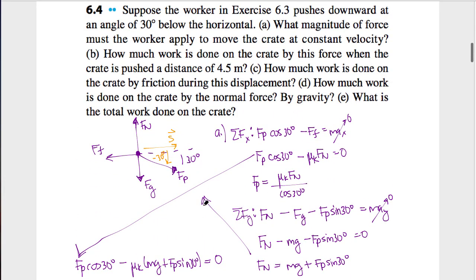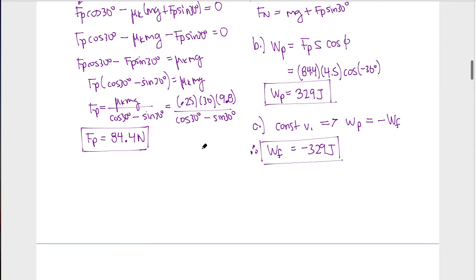Now, D says, how much work is done on the crate by the normal force and by gravity? The work done by gravity would be the force of gravity times S times the cosine of phi. And this cosine is going to be 0 for the force of gravity because phi is going to be negative 90 degrees. For the work done by the normal force, the same thing occurs, just with a different force and a slightly different angle. And so that is 0 as well. The work done by each of these is 0 again.